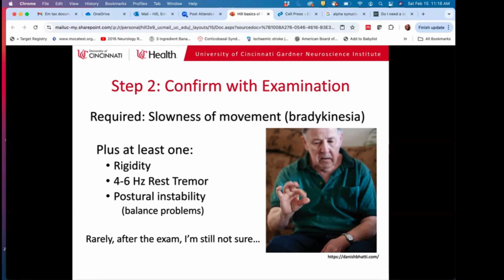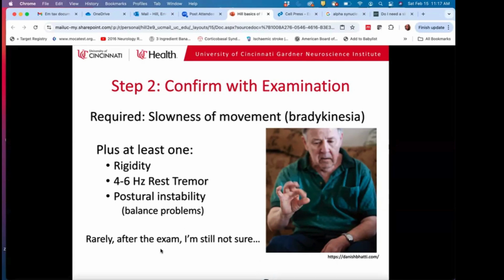So that's either stiffness of the muscles, rigidity, or rest tremor, and that's a 4 to 6 hertz rest tremor. So that's how fast the tremor is going, like 1, 2, 3, 4, 1, 2, 3, 4. If people have a very slow tremor, it's usually not Parkinson's, or a very fast tremor, it's usually not. Okay. And then postural instability, that's a fancy way of saying balance problems. That's why we pull you over in the clinic. But this is a key factor of one of the Parkinson's symptoms. So if you have at least one of these, you meet criteria for Parkinson's disease.